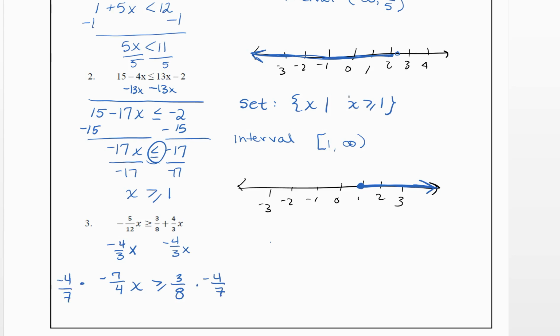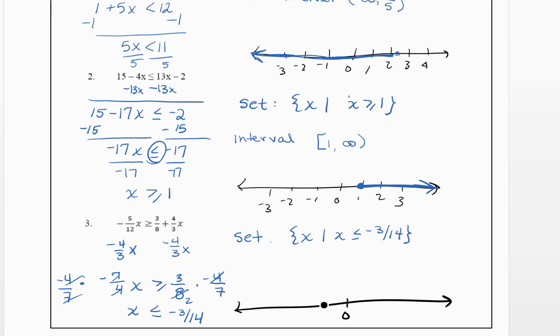And so here the 4's cancel out, the 7's cancel out, the negatives cancel out. So we get x. We have to flip the sign since we're multiplying by a negative number. So it's less than or equal to. This would become 2 if we cancel out that 4. So we get negative 3/14. Okay, so our set notation will be x such that x is less than or equal to negative 3/14, which we know is between 0 and negative 1.